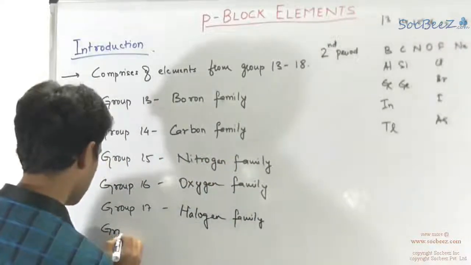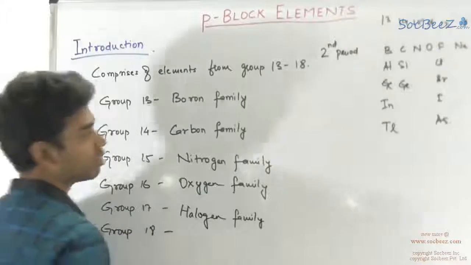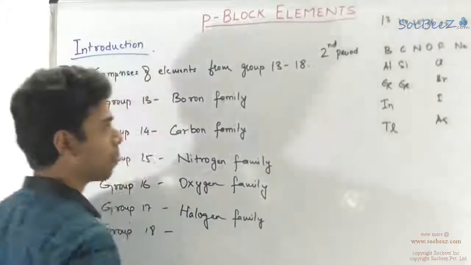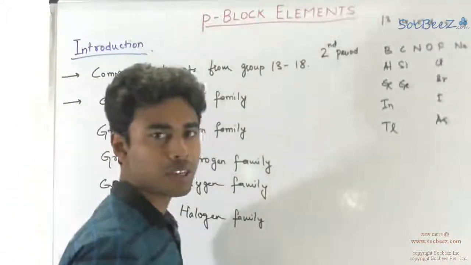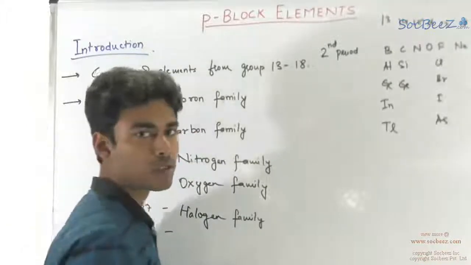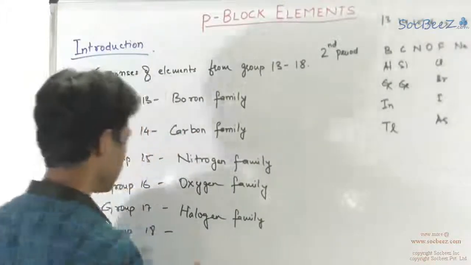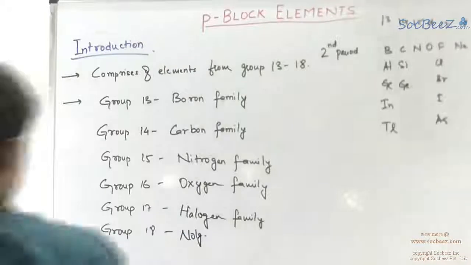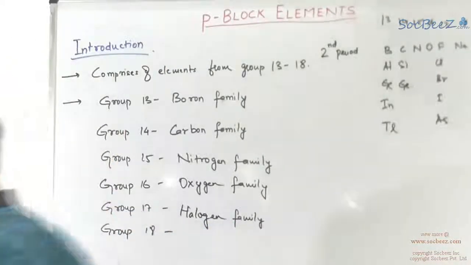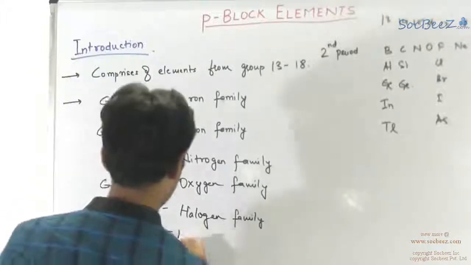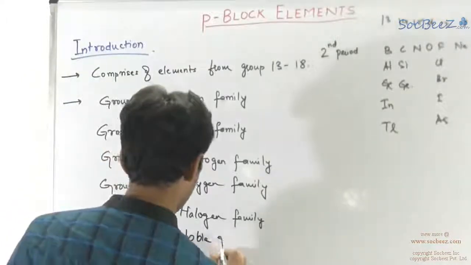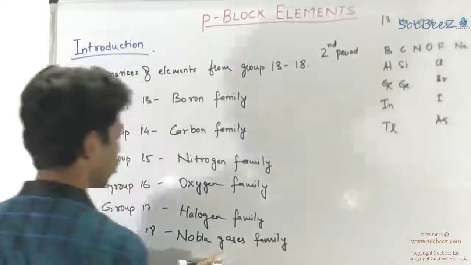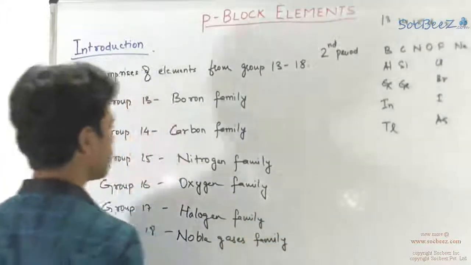And group 18, you very well know, group 18 are the noble gases. Why are they called noble? Because they do not react with other elements so easily. Only xenon is known to form compounds; the compounds of the rest are very rare. So they are called noble. This is the noble gases family. Now why are these called noble gases? Because all of them are gases.